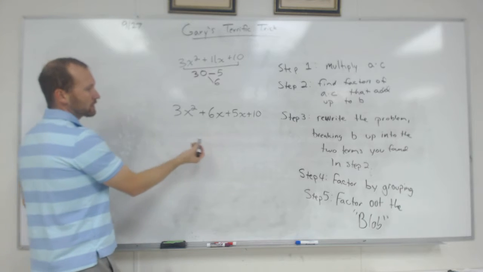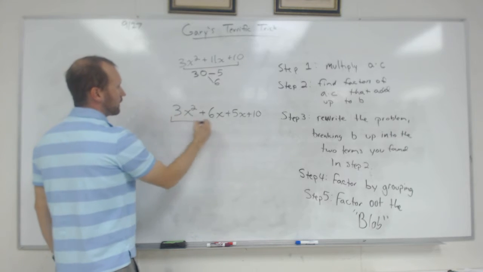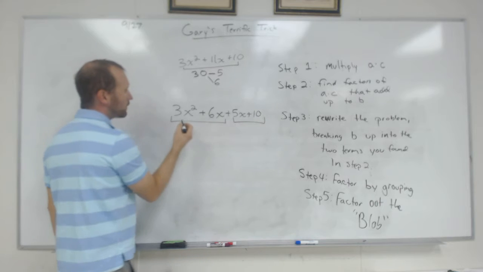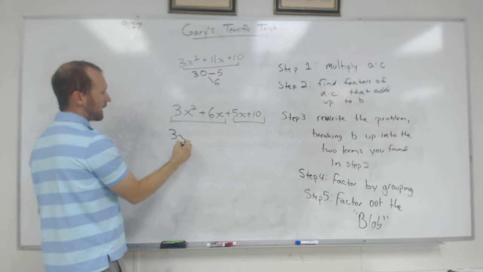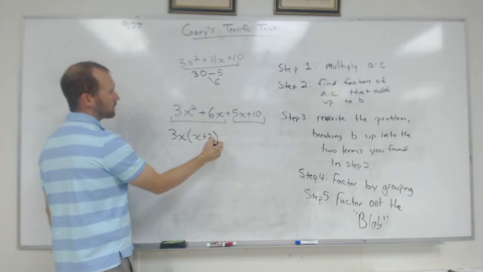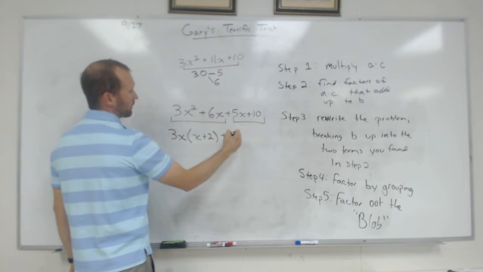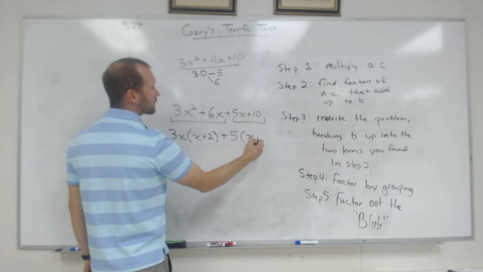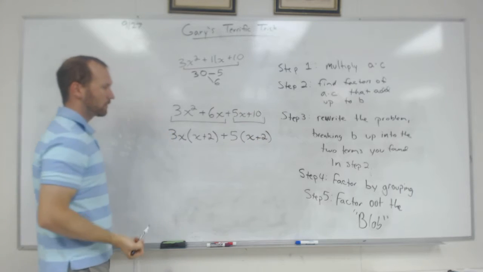Okay, so factor by grouping. In the first group, very good. We're going to factor out 3x times x plus 2, plus 5 times x plus 2. So it'd be 3x. Right?